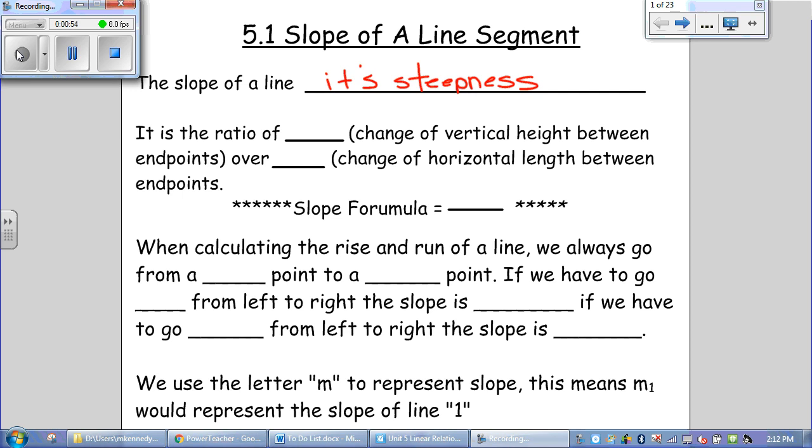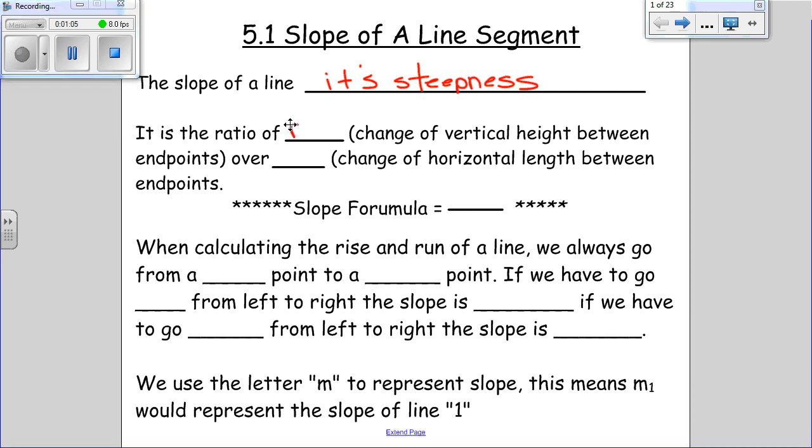So we define it as a ratio: the vertical change divided by the horizontal change. Now, we don't usually use the words vertical change. We just say it's the rise. The rise is how much something changes when you're going up or down. And instead of horizontal, we say the run. That's how much something goes from left to right. I'll show you in a second what that looks like when you talk about rise and run on a graph.